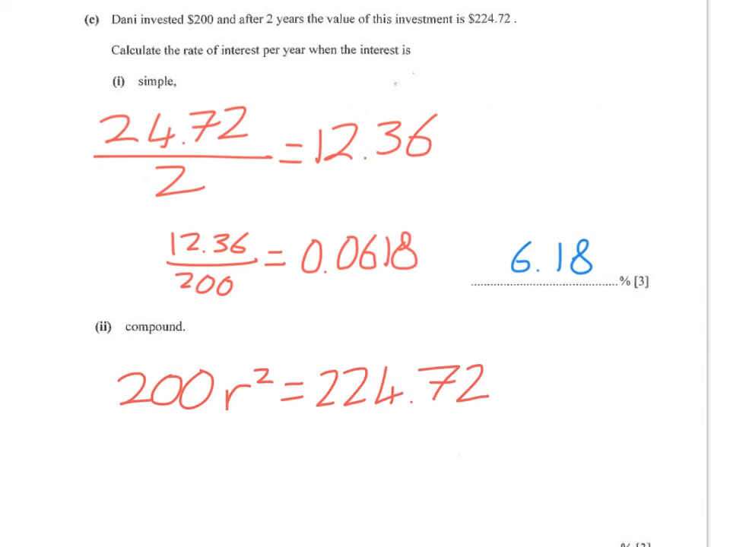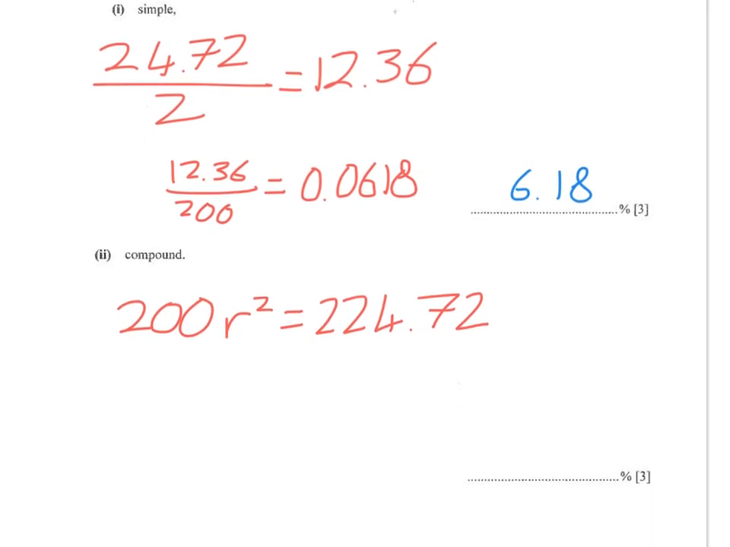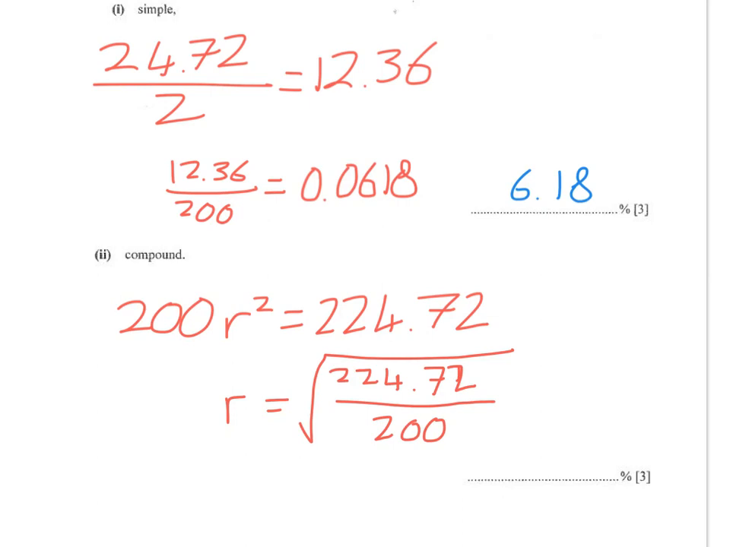So a couple of things I've got to do to this. I've got to divide both sides by 200 and then square root what I've got left so that I can make R the subject of the formula. So I'll jump through and do them both in one, just because I'm out of space. In your exam, I'd write an extra line in the middle there. So the square root of 224.72 over 200 will tell us what our rate is.